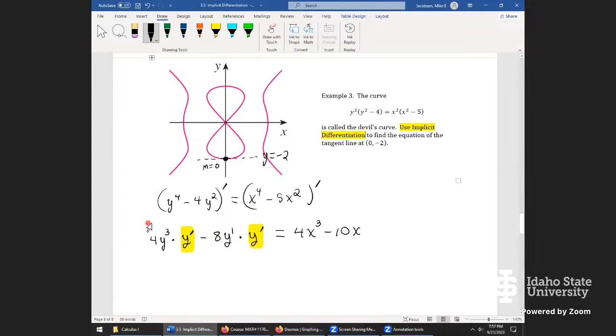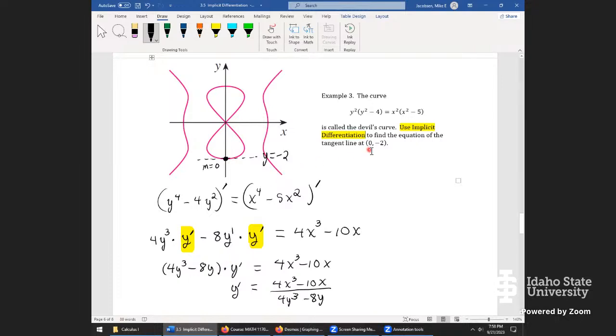That means this one's just about done. You can factor out y prime to the left-hand side and get (4y³ minus 8y) times our y prime equals 4x³ minus 10x. And last thing to do, divide both sides by the group on the left. You have that y prime will be equal to (4x³ minus 10x) divided by (4y³ minus 8y).